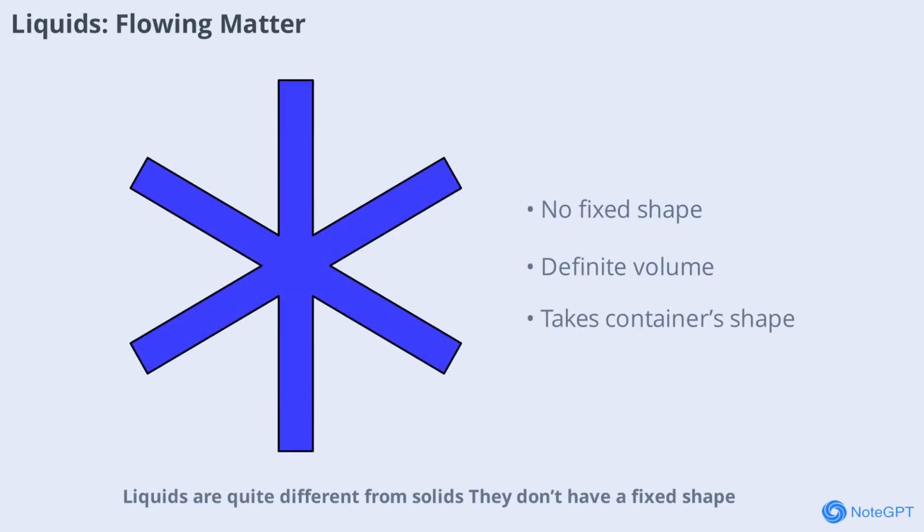Liquids are quite different from solids. They don't have a fixed shape, but they do have a definite volume. This means they take the shape of the container they are in, like water in a glass or juice in a bottle. The particles in liquids are close together but can move past each other, which allows liquids to flow. Liquids are essential in our lives, from the water we drink to the milk we pour on our cereal.